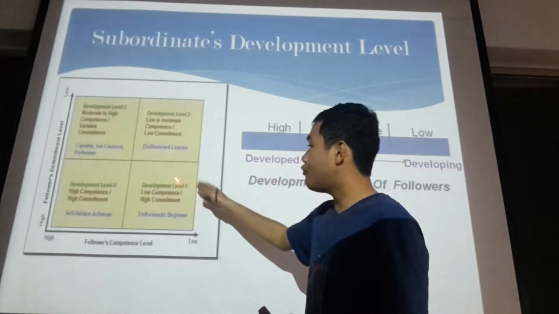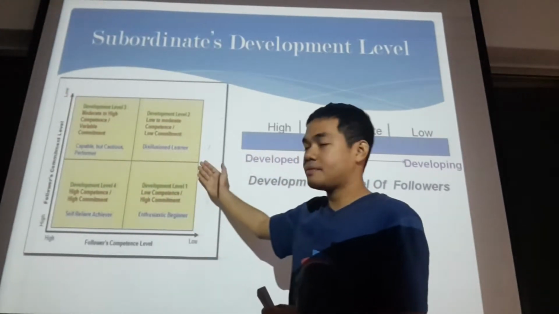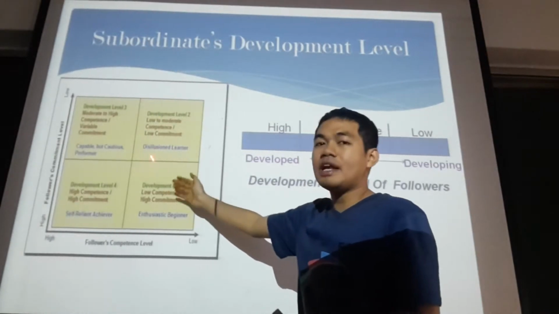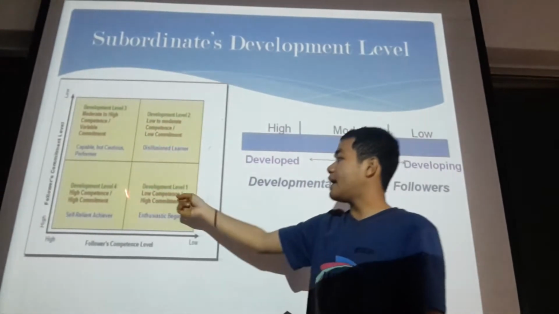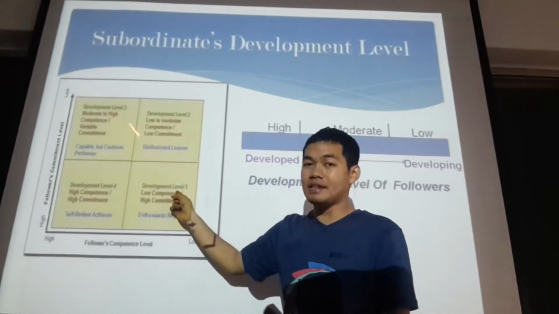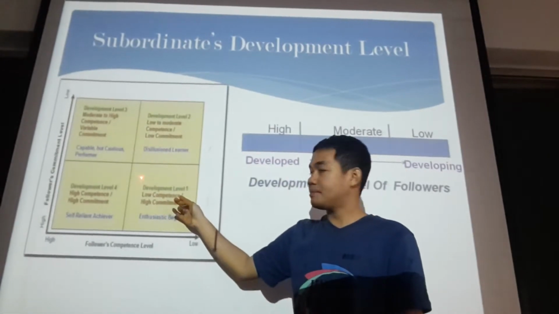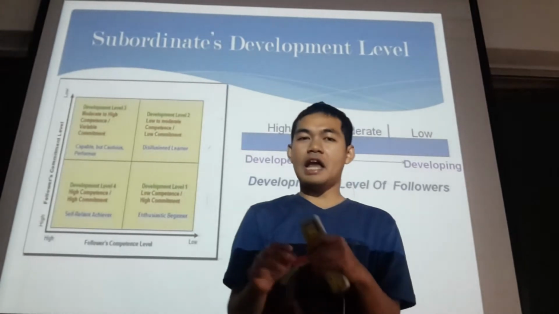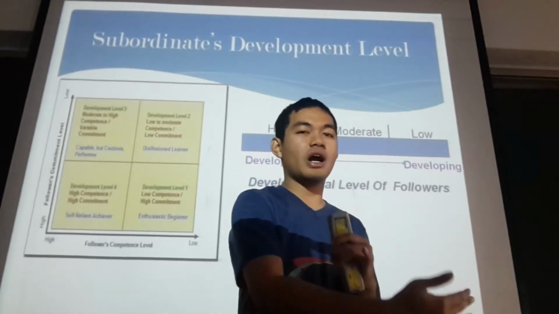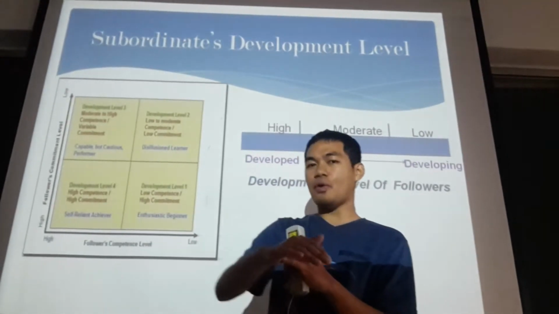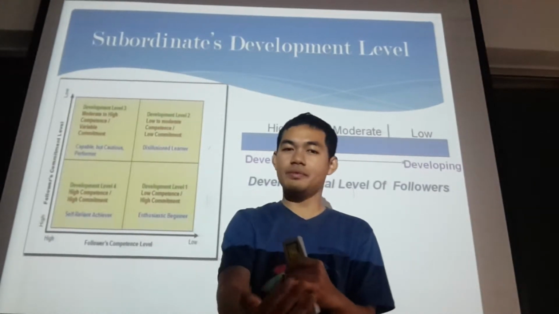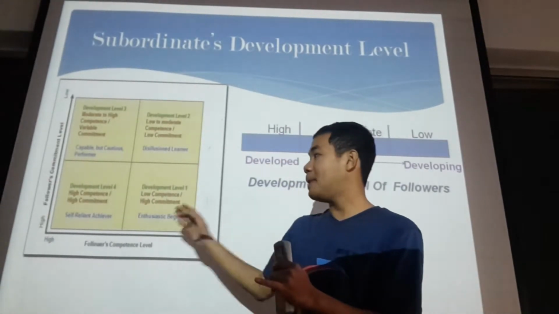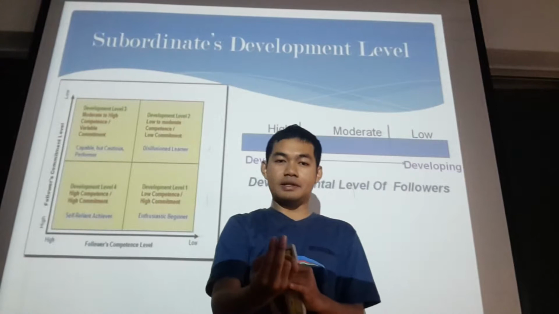Here I already worked out the development levels. The first one is development level 1. We call it your team member having low competence and also high commitment. Low competence means they still need to know everything. They don't really know the knowledge of your department, or the things that you want to do. But the point here is that they have very good commitment.